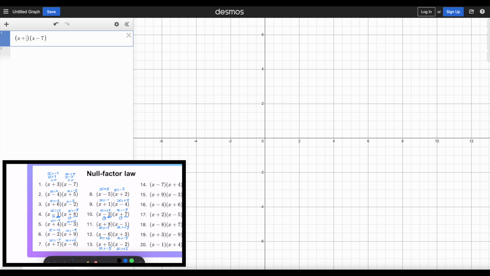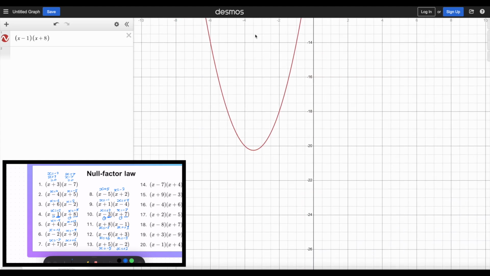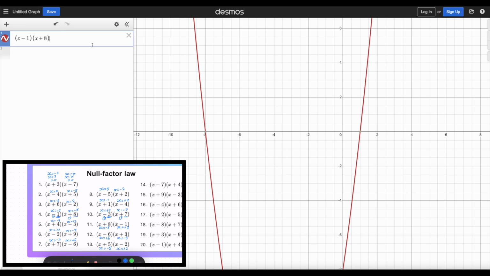Let's jump down to question 4, and we'll do x take 1, x plus 8. You can see, again, it goes quite far down, but there's a minimum down there. It comes back up, and we have x equals negative 8 and x equals positive 1. So x equals positive 1, x equals negative 8. That's exactly what we wrote.